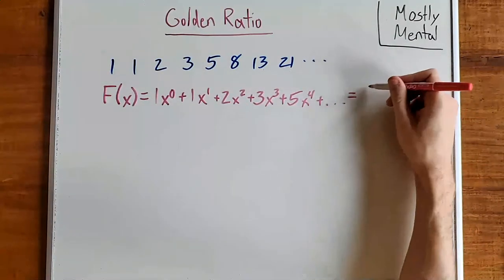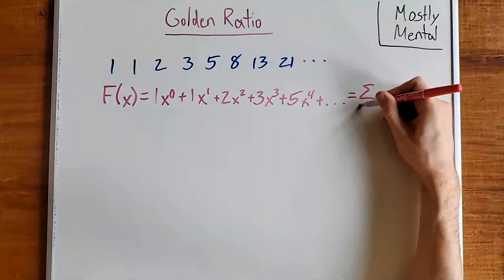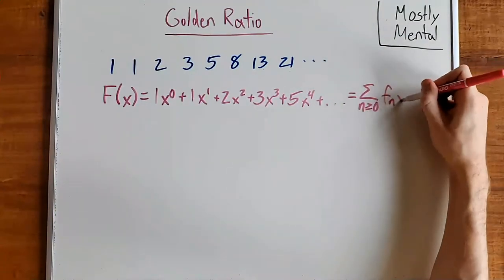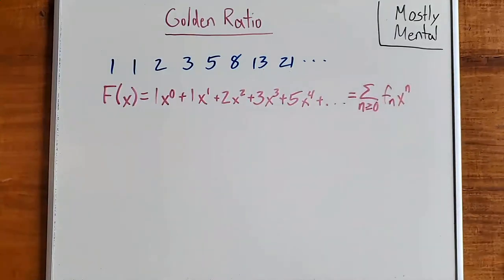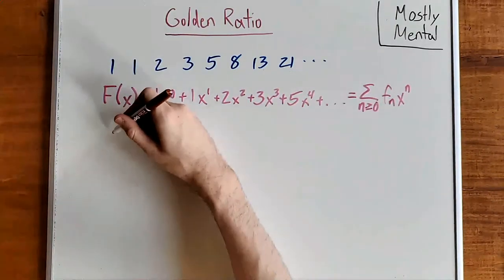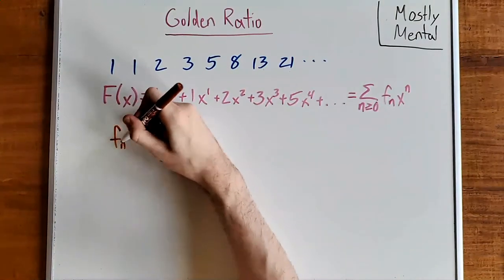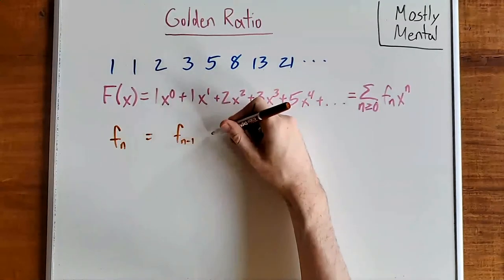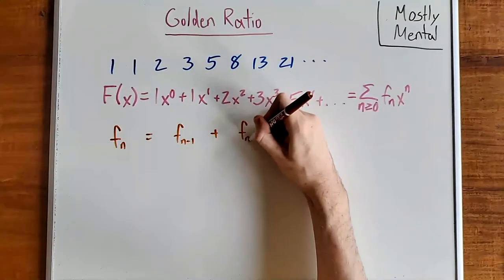And we can write that a little more compactly as the sum from n greater than or equal to 0 of f_n x to the n. So how does this help? Let's take another look at our Fibonacci relation. F_n equals f_n minus 1 plus f_n minus 2.